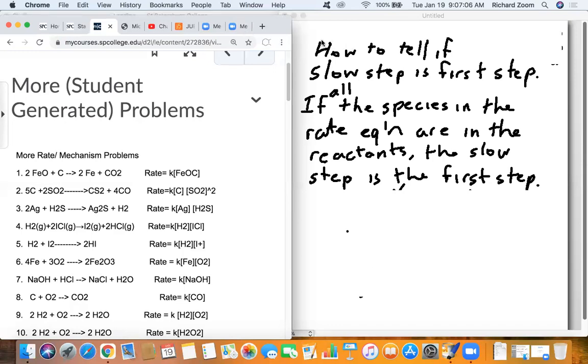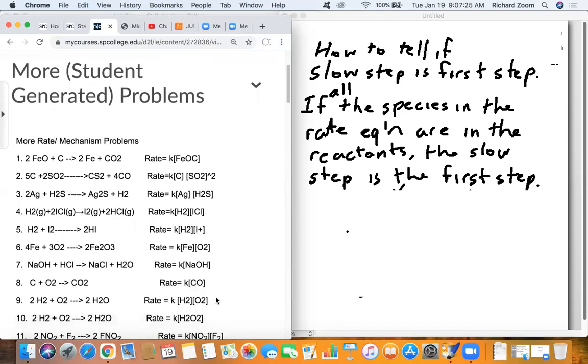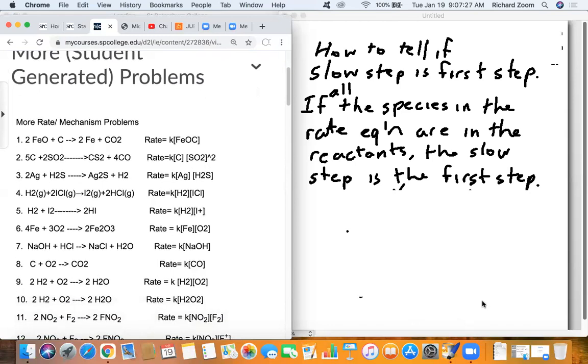The answer is no. Look, CO is not a reactant. And you all got that. CO is not a reactant. But we know it can be made from C plus O2, but that's the whole point. The slow step must be the second step. All right, what about number 10? Number 10, slow step, first step.